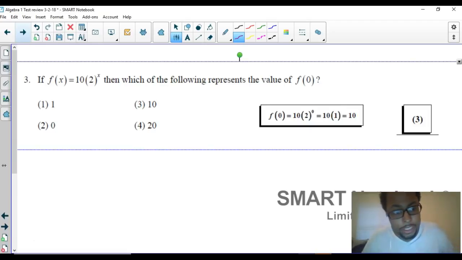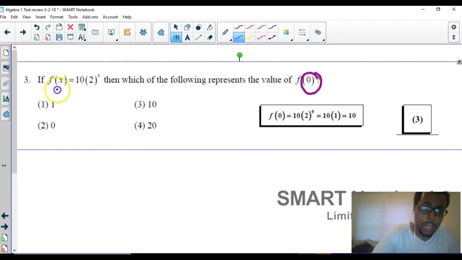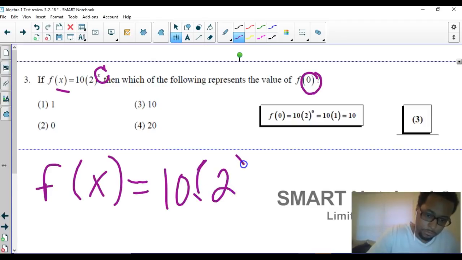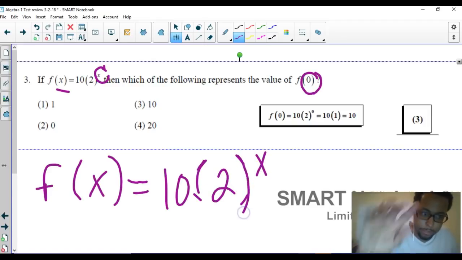Question number 3. If f of x equals 10 times 2 to the x power, then which of the following represents the value of f of 0? It's pretty simple. We have a 0 here. What that simply means is wherever we have an x, we're going to put a 0. I apologize for the noise. I'm using my finger to write, so if things come up properly, we should be okay. So wherever I have an x, I'm going to put a 0.